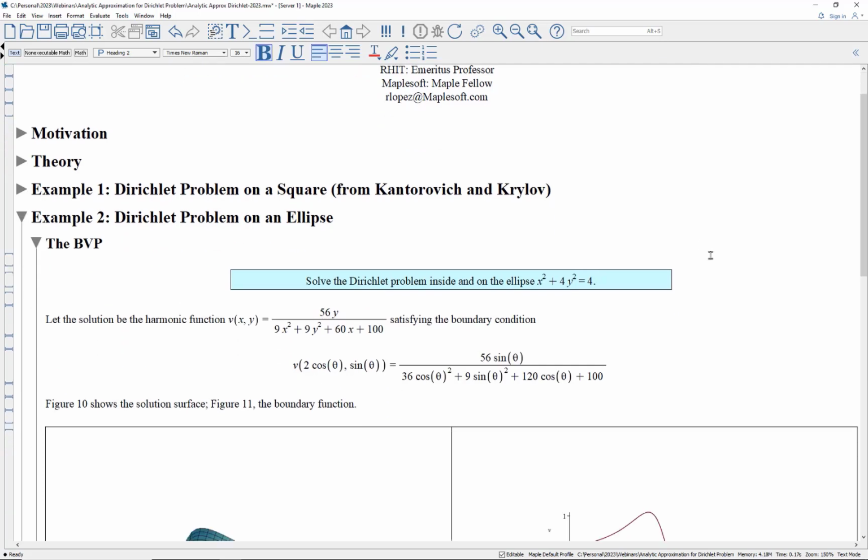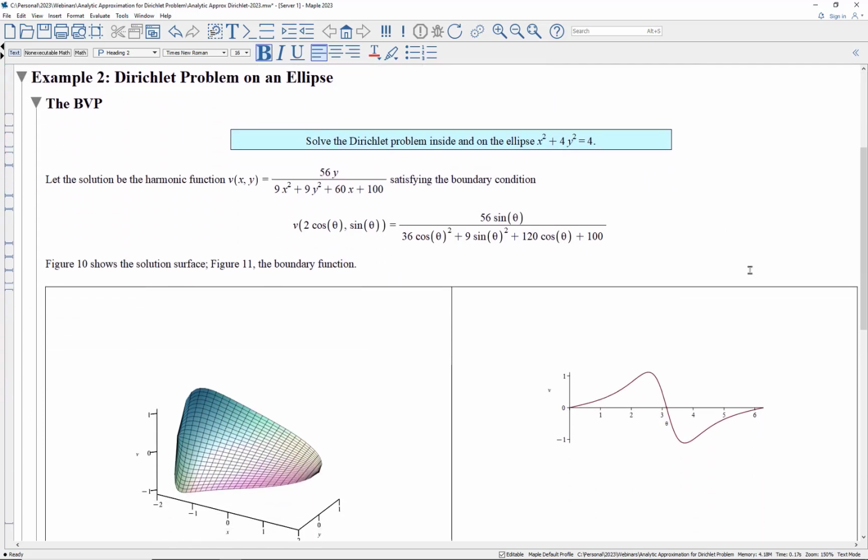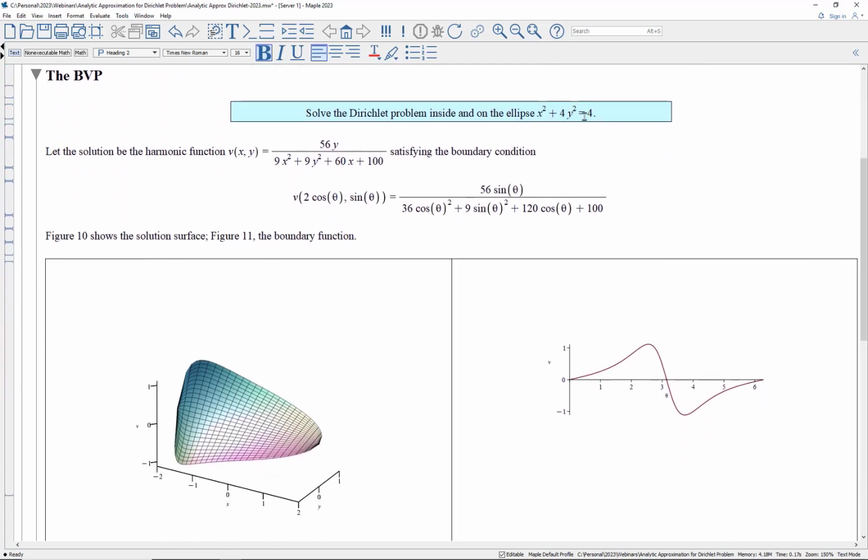What is the boundary value problem I'm going to tackle? First of all, I needed an ellipse. So here's an ellipse. It's a long, skinny one like that. And I started with the answer because I wanted an exact solution I can compare to, and finding the exact solution on an ellipse is a real challenge. So I worked backwards.